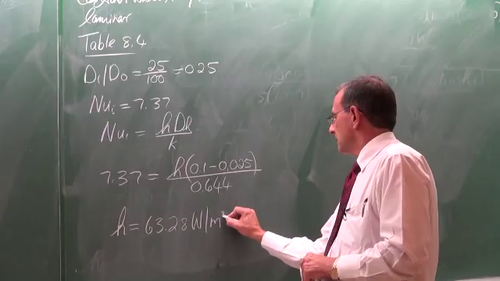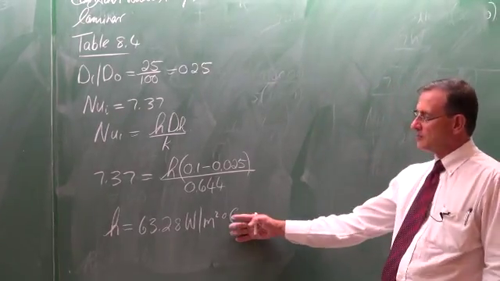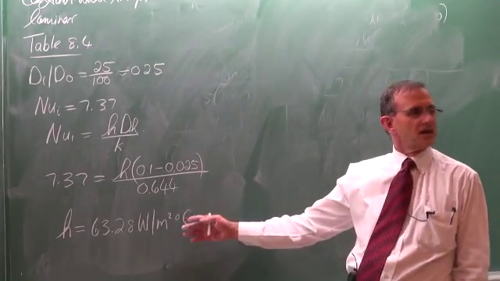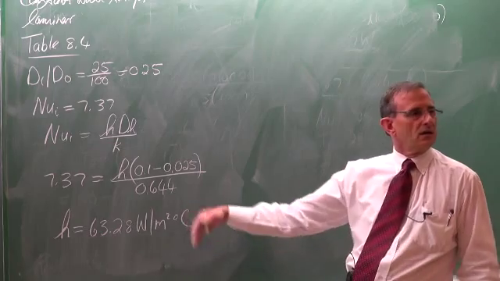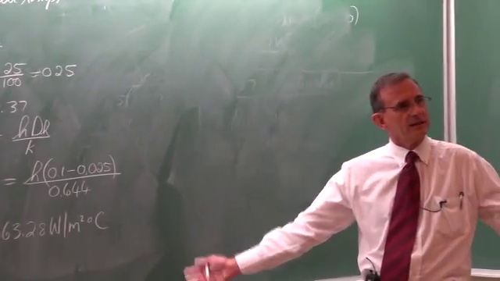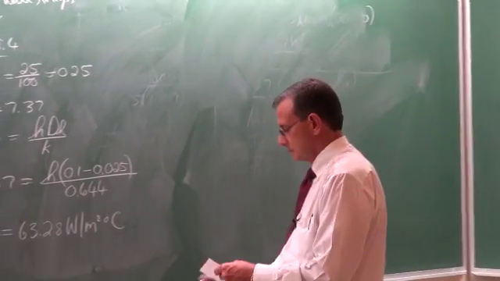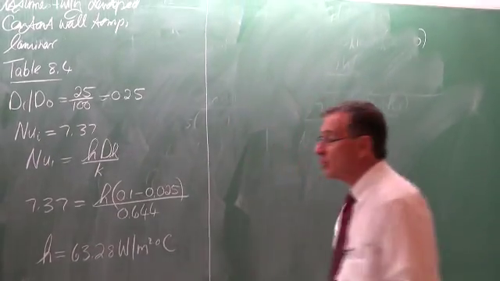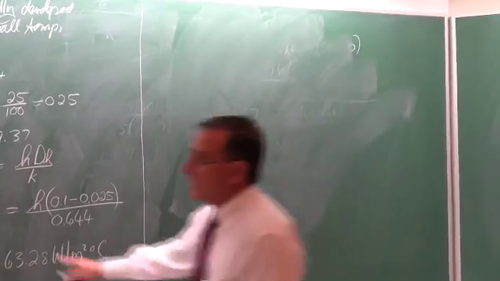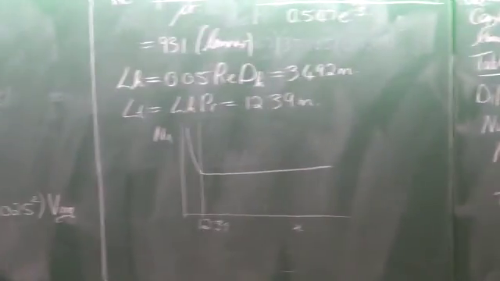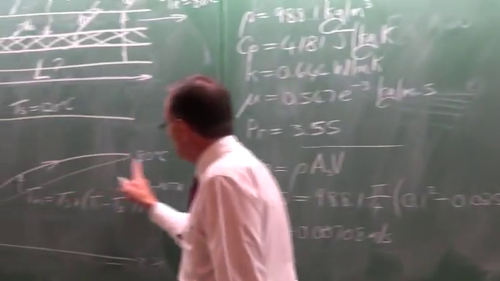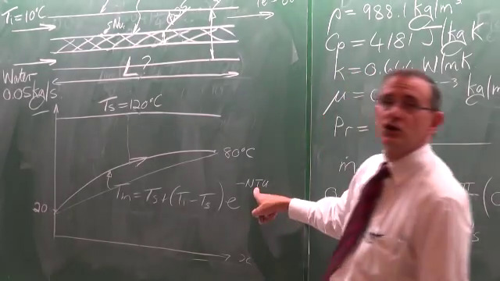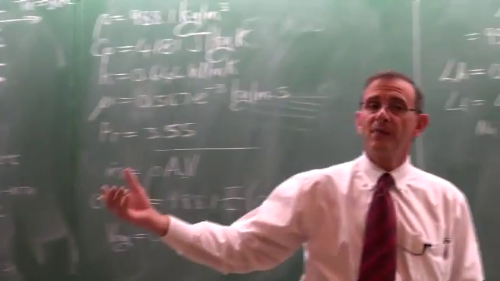Okay. Take note, sometimes the heat transfer coefficient is written as per degree Celsius and sometimes per Kelvin. It doesn't matter. Okay, so now we've got the heat transfer coefficient, and coming back to this equation, we can now use this equation to get the NTUs. And in the NTUs, we've got the area and the length.